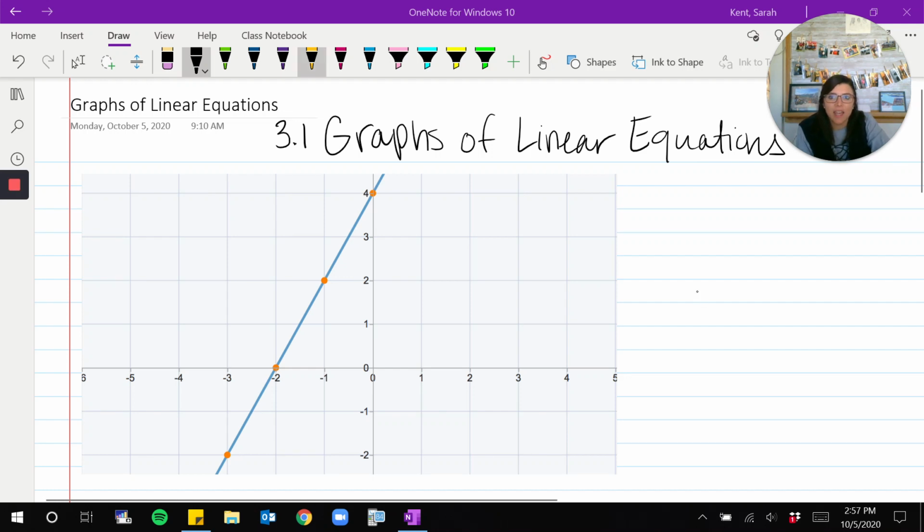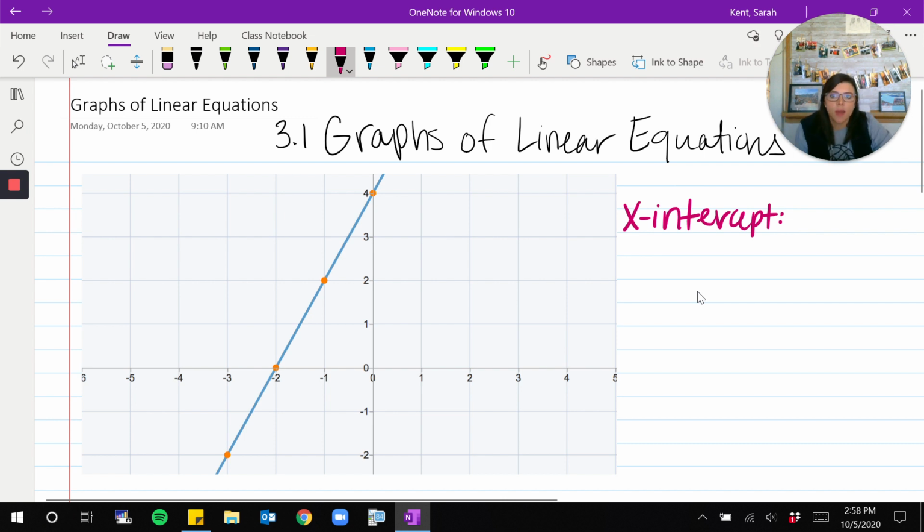All right, today we're going to be looking at graphs of linear equations, and we're going to be looking at 3 different parts of the graph and how to write the equation. So the first part that we're going to look for is something called the x-intercept. And this is where our line crosses the x-axis.